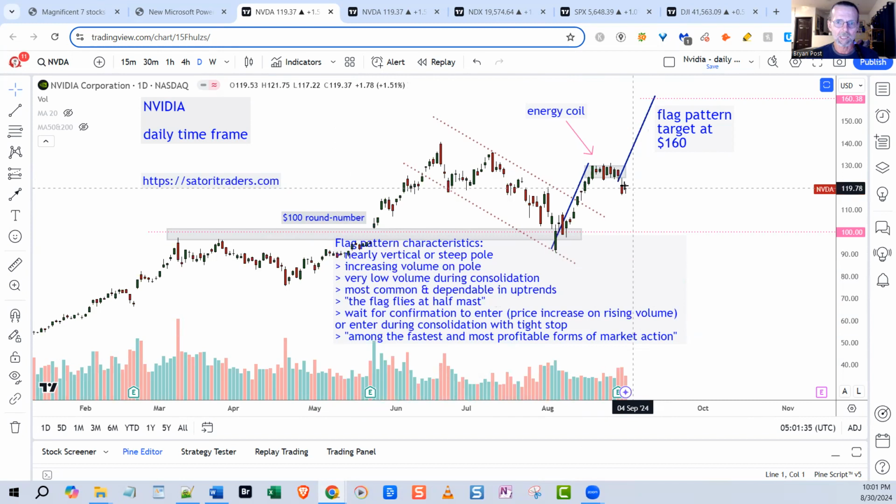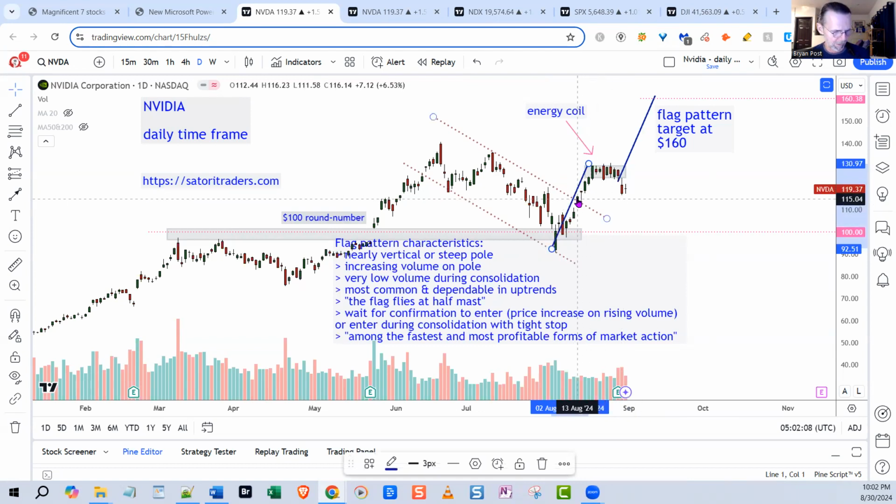Very low volume during consolidation. The consolidation is this area in here, the flag or the pennant. What Edwards and McGee are telling us is that we want to see lower volume during that consolidation period. We've got flat volume, it's lower than this, so you might argue that qualifies. We're using it in an uptrend. The flag flies at half mast, so there's the flagpole, and we copy and duplicate that line.